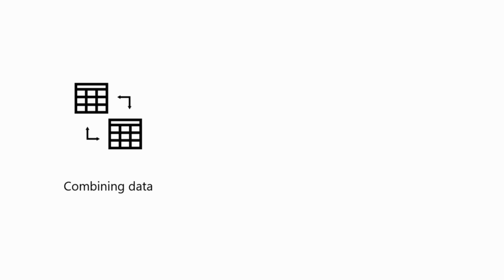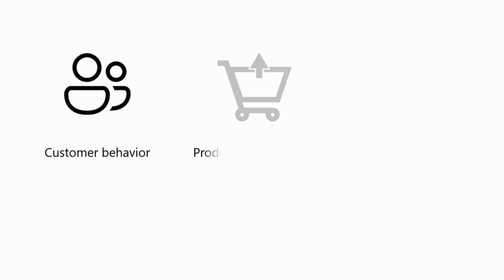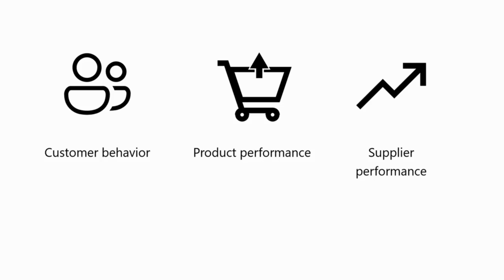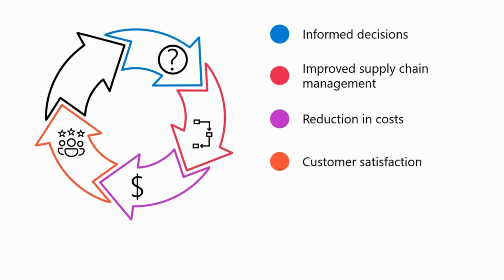In conclusion, combining data sources can benefit different stakeholders in a business by providing valuable insights into customer behavior, product performance, and supplier performance. This information can be used to make informed decisions, leading to improved supply chain management, reduced costs, increased customer satisfaction, and ultimately drive business success.